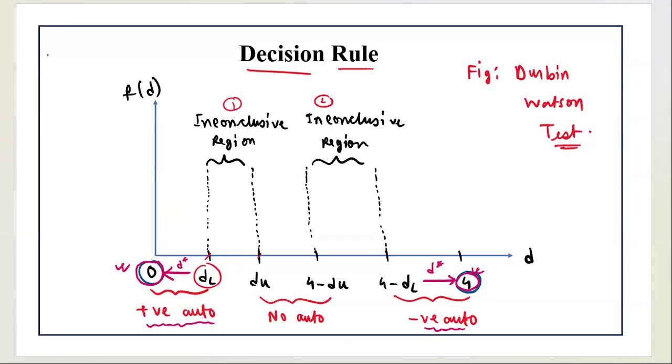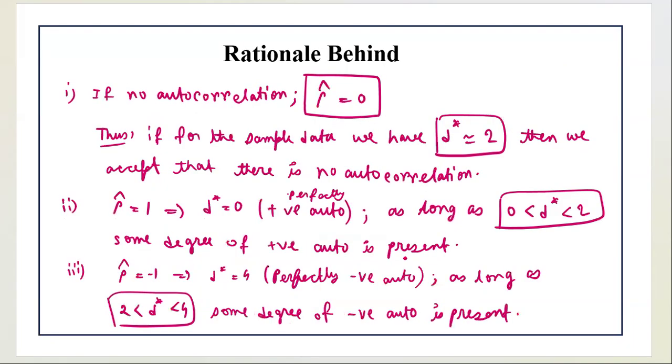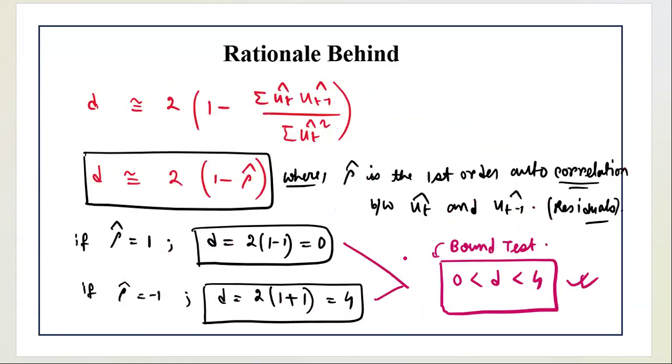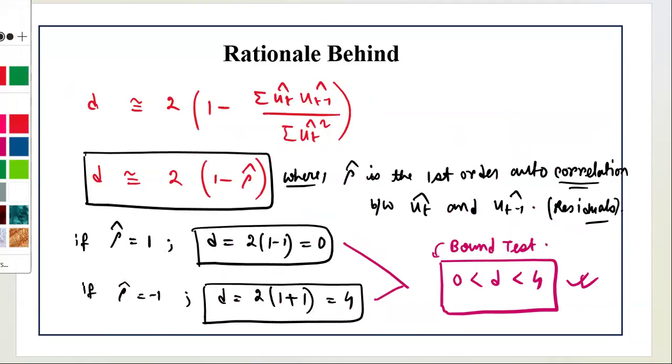So these are the two things. If the D statistic value lies between 0 to 2, there will be some degree of positive autocorrelation. If it is exactly 2, see here, I have written this, then there is no autocorrelation. If it is between 2 to 4, there is some degree of negative autocorrelation present in our model, right?